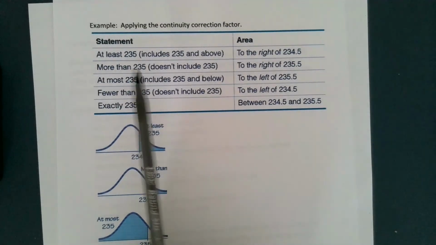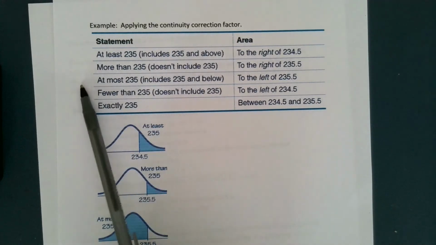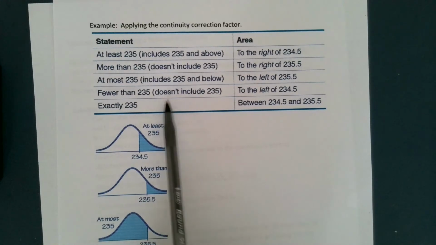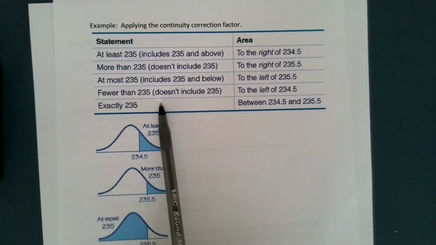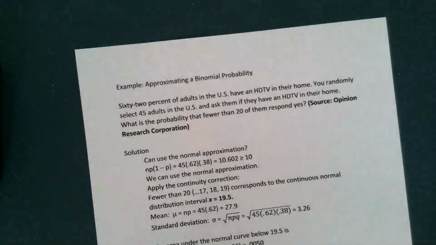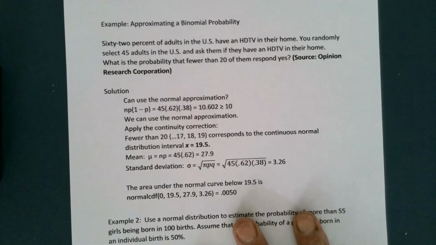So this table here shows all the possible types of problems you could have, and whether or not you want to add or subtract the 0.5. It also shows a nice diagram here. So I'll leave this for you in case you want to use it for your homework. Page 3. We've got 2 more problems to do. So let's complete these 2 problems.